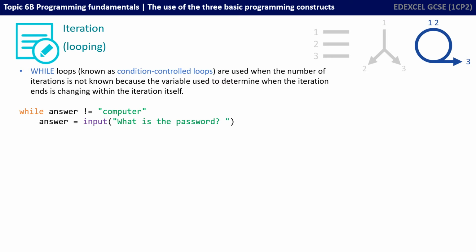With a while loop, as an example here, we've got a condition: while answer is not equal to computer. And there's a single line of code that says answer equals input, what is the password. And this line of code would keep being displayed to the user. We would keep repeating it in the while loop, asking them again and again to enter their password until they entered the string computer. So this is a condition-controlled loop that only exits when the condition is matched.